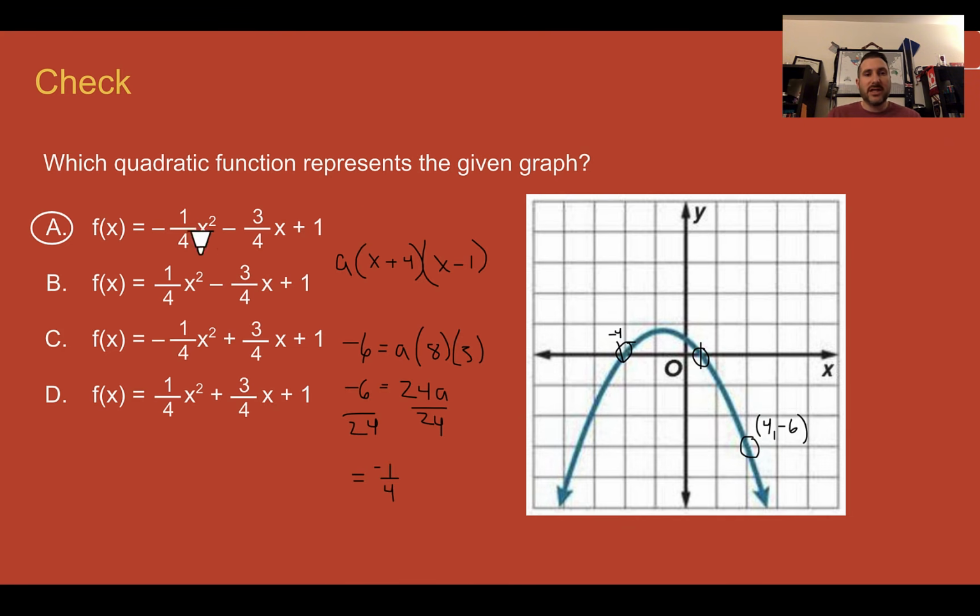Now, if we look at our choices, they are multiplied out. So I'm going to FOIL this out. I have x squared for the first, outside minus 1x, inside plus 4x, last minus 4. And then I need to do negative 1/4 of that. So negative 1/4 x squared, which eliminates b and d since they're both positive. These two together would be 3x. So negative 3/4 x. That's negative, that's positive, that's our difference. And then negative 1/4 times negative 4 is positive 1. So after we multiply out that negative 1/4, we end up with the final format of our answer.